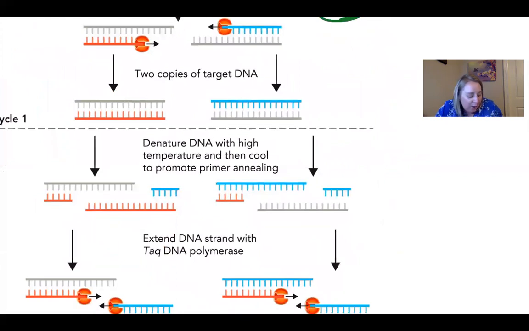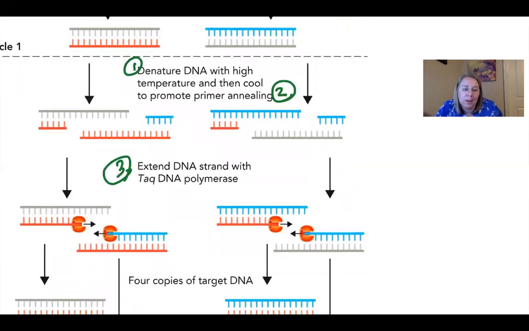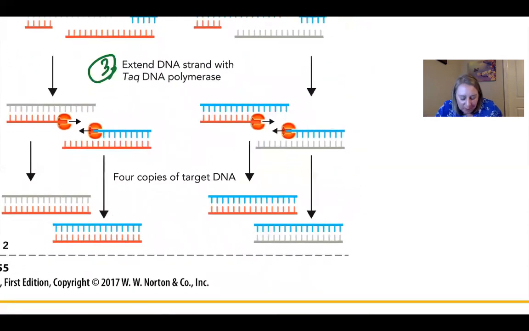Again, we're going to denature. There's phase 1. We're going to cool it to promote primary annealing, phase 2, and then we're going to extend with Taq polymerase, phase 3. What do we end up with? 4 copies. So this is why you're going to get so many more, because every time you go through a cycle, you're going to duplicate however much DNA you had there.